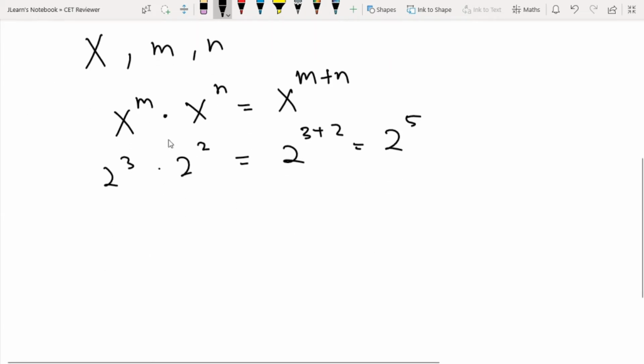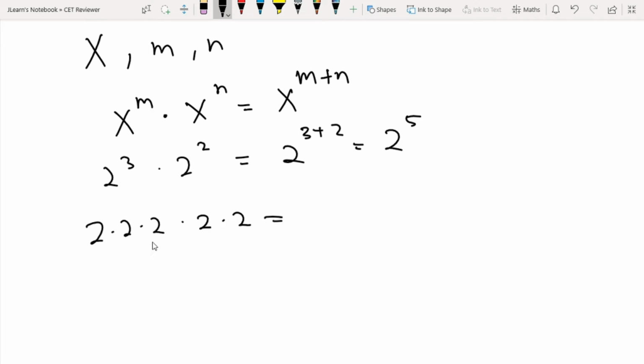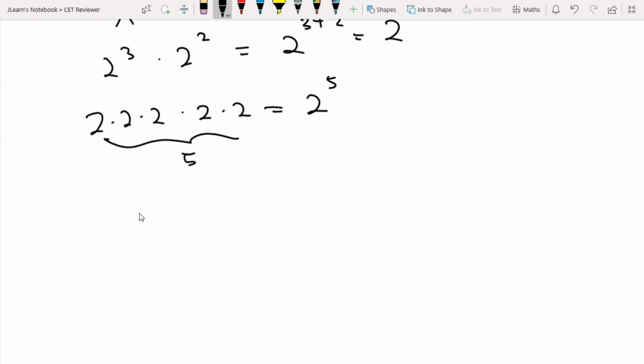If you think about it, 2 cubed is 2 times 2 times 2, and 2 squared is 2 times 2. And how many is that? So 5, right? So it is equal to 2 raised to 5. So that is our mini proof for our idea. So let's go to a more difficult example. How do we simplify 4x squared times negative 2x to the 10 times 3x?